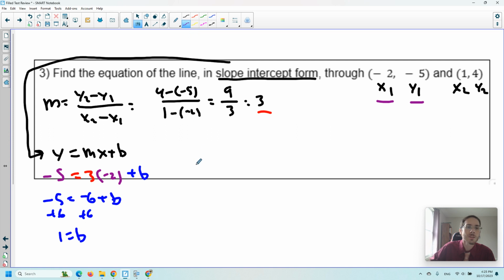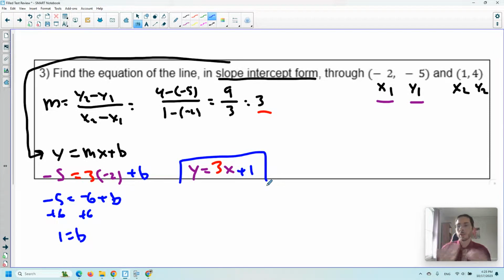So my final answer is going to be y equals 3x plus 1. So that's what I get for my final result. That is in slope-intercept form. So that's how we do it by hand. Again, this is one that's really nice to do if you want to do it with the calculator.